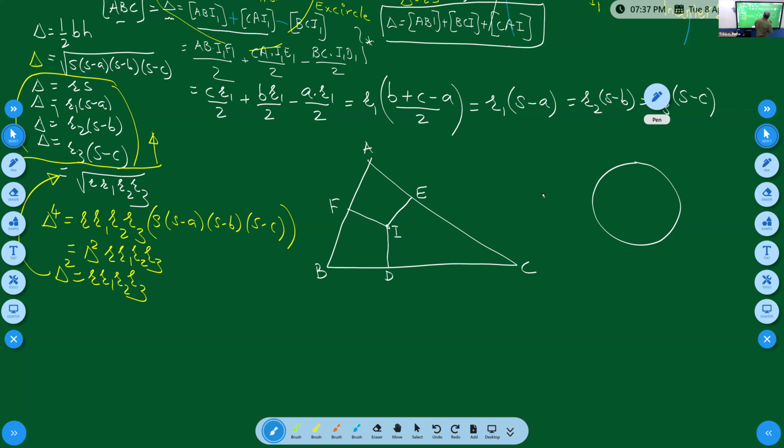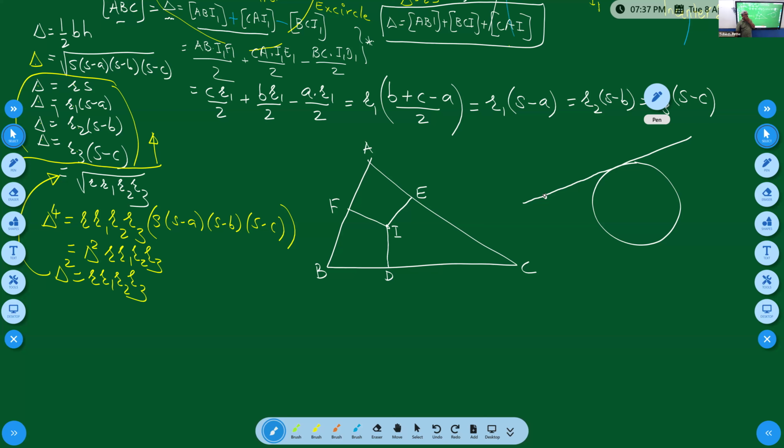Suppose I have a line and I have a circle. If I have a line and a circle, then there are three possibilities in the plane. Suppose this point is fixed and I want my line to pass through that point. And there is a circle.